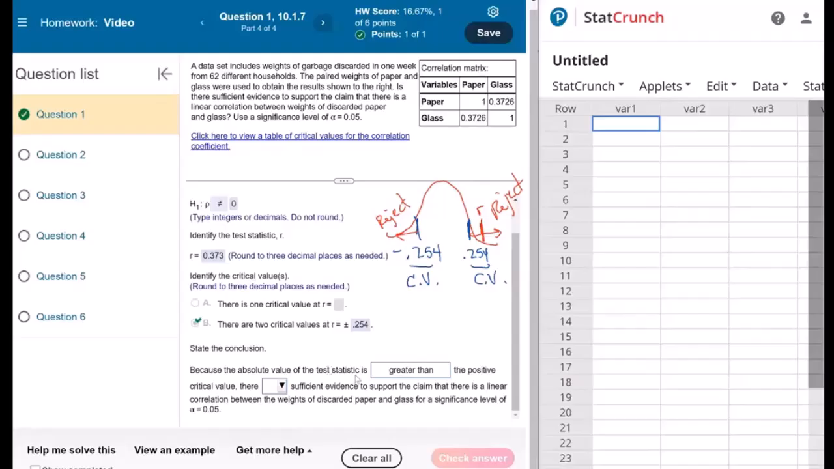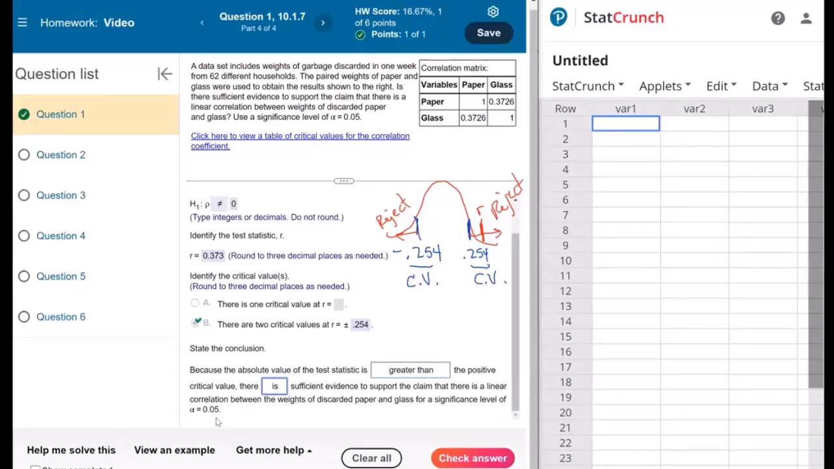Because the absolute value of the test statistic, which is 0.373, is greater than the positive critical value, that's true. There is sufficient evidence to support the claim that there is a linear correlation between the weights of discarded paper and glass for a significance level of alpha equals 0.05.